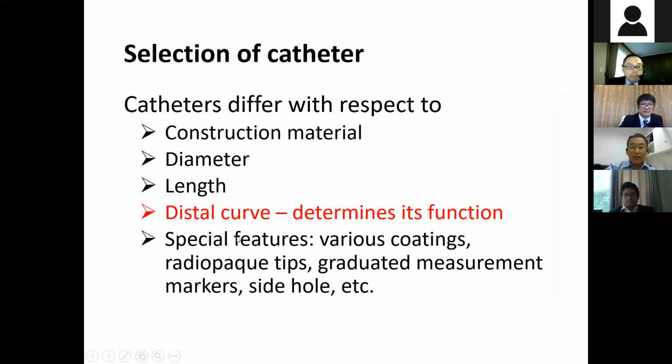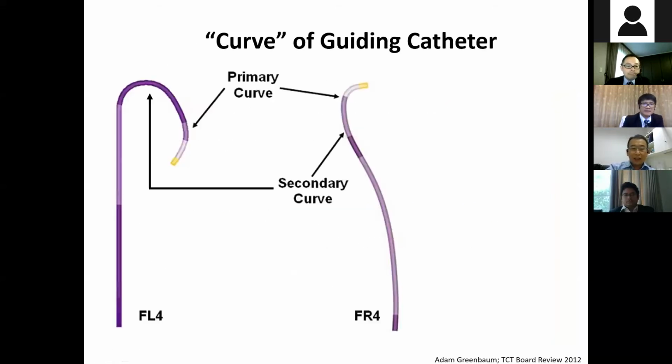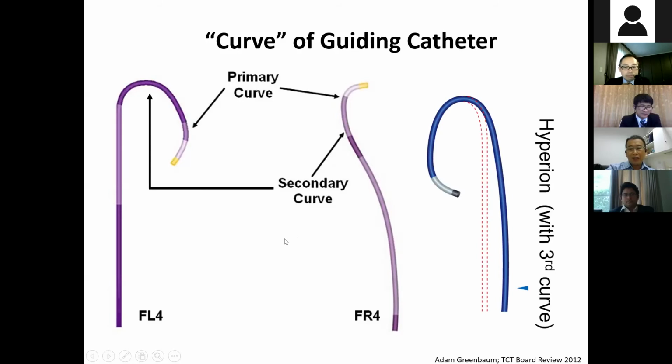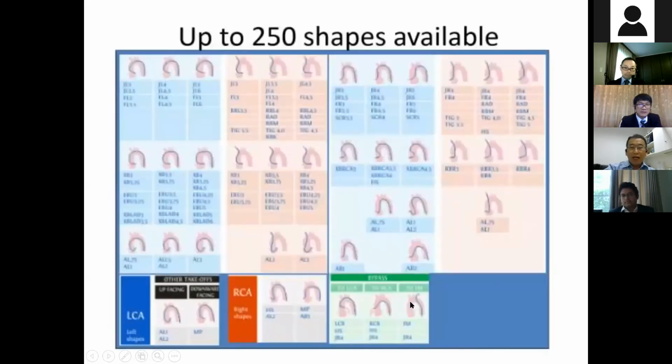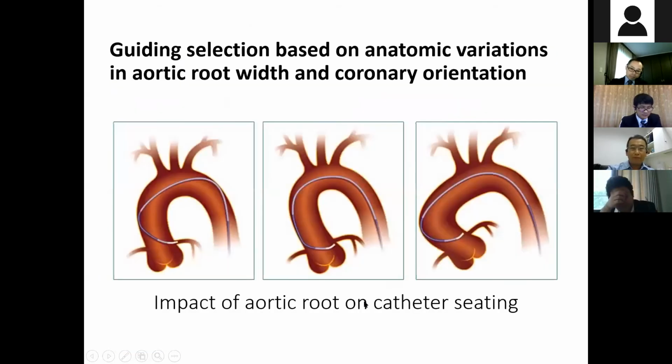Another factor is the distal curve. This determines its function. Actually, the guiding catheter starts with 2 curves, the primary curve and secondary curve. But nowadays, some catheters such as the Hyperion have a 3rd curve to improve the support. In the market, you can find many shapes of catheter available. So the selection of the catheter depends on the operator and how familiar you are with it.